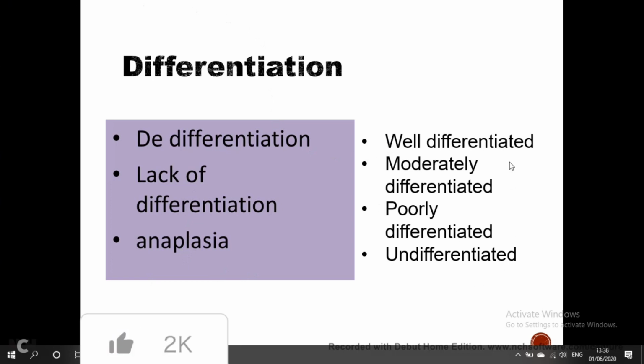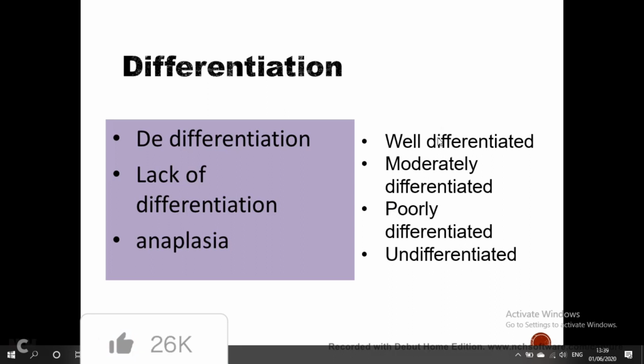There are three grades of differentiation: well differentiated, moderately differentiated, and poorly differentiated. Usually we stick around these three. Well differentiated is when the tumor cells very closely resemble the normal counterpart. Moderately differentiated, first of all, let's discuss the poorly differentiated. In poorly differentiated tumors, the cells do not resemble the counterpart at all and show a lot of variation. So the tumor is known as a poorly differentiated tumor.